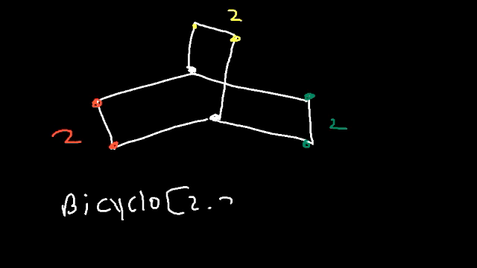Go ahead and name this one. Notice that on the left side, we have 2 carbons. We have 2 on the right. And in the top portion, between the 2 bridgehead carbons, we have 2 as well. So this is going to be called bicyclo[2.2.2]octane.